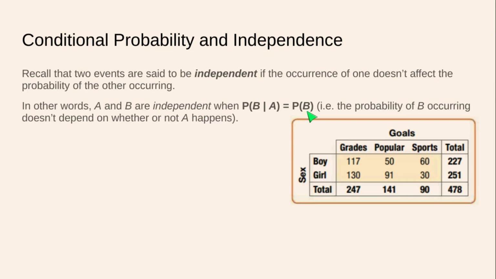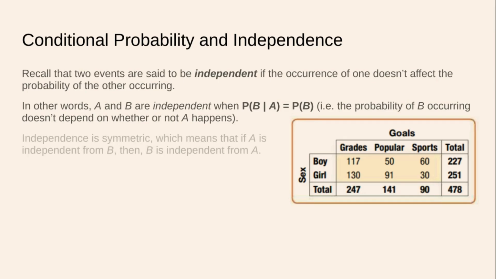And that is an algebraic, if you will, rendering of the concept of independence. It doesn't matter whether A is assumed or not. B is just as likely. B does not depend on A happening. The odds don't change, hence they are independent. Cool fact about independence, and I'll let you think about why this is true as well, independence is symmetric. That means that if A is independent from B, then B is independent from A.